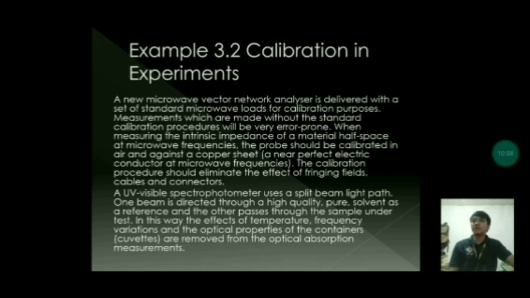A UV visible spectrophotometer uses a split beam light path. One beam is directed through a high-quality, pure solvent as a reference, and the other passes through the sample under test. In this way, the effects of temperature, frequency variations, and the optical properties of the containers or cuvettes are removed from the optical absorption measurements.